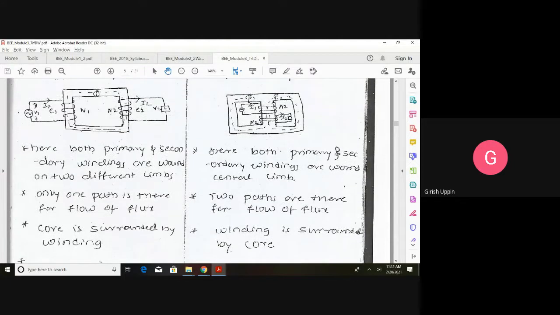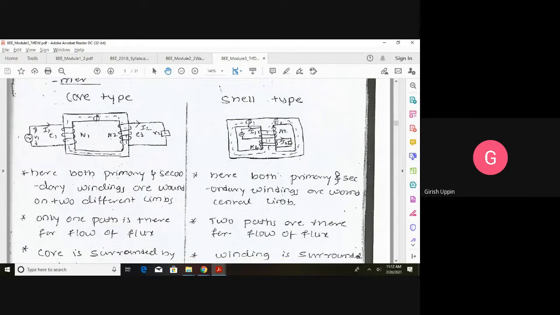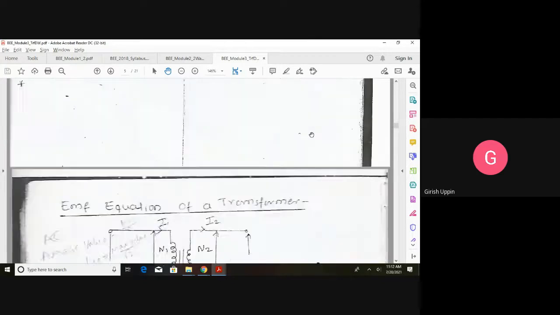Okay, so if they ask for the comparison, please first make sure that you draw the diagram. Okay, this is the core type diagram, and this is the shell type diagram. In core type, both primary and secondary windings are wound on different limbs. Here, both are wound on the same central limb. There is only one path for the flow of the flux. In case of a shell type, there are two different paths. Here the core is surrounded by the winding, and here the winding is surrounded by the core.